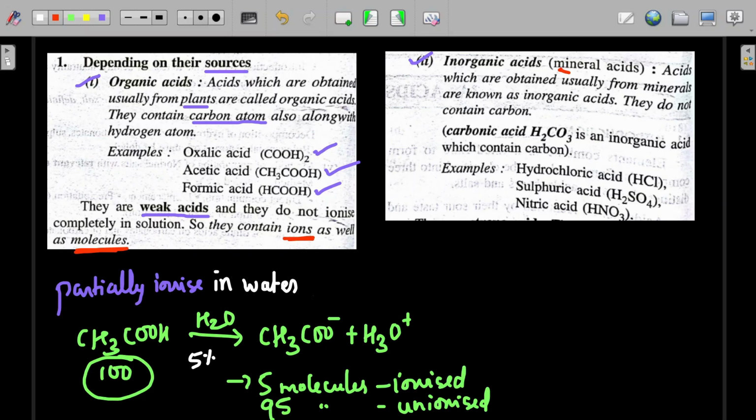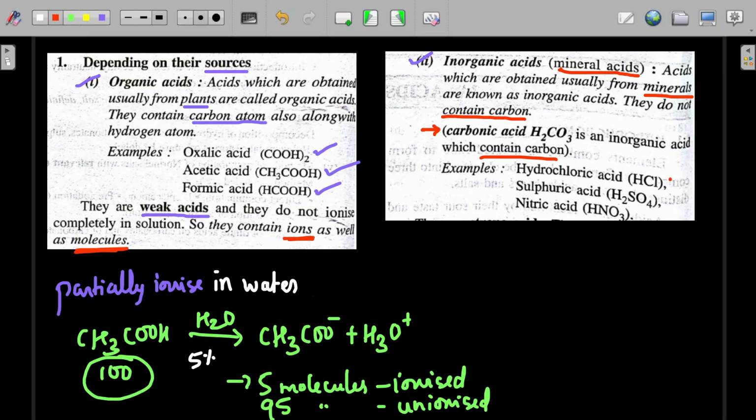Coming to inorganic acids, which are also called mineral acids. These are obtained from minerals. They need not contain carbon, whereas for organic acids it is a must. But one exception is there, that is carbonic acid, H2CO3. It is an inorganic acid but still contains carbon. So they may ask you a question: name the inorganic acid which contains carbon. You have to write carbonic acid.